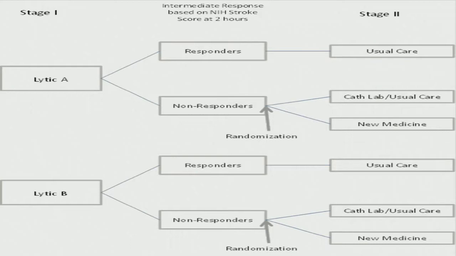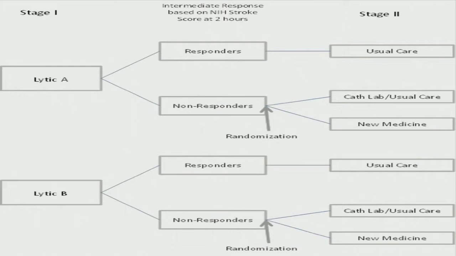One of the things in terms of this simulation study is that we go into a bunch of different things to pick out what should be the regimen. If you respond to lytic A, that's great. You don't need a second stage treatment. But for people who don't respond to lytic A, whether that's NIH stroke scale at 2 hours or whatnot, you have to have some definition of that non-response. Do they go to the cath lab, or maybe do they get this new medicine? Easier to give, faster, could be given in more places. We don't have to have specialized treatments.